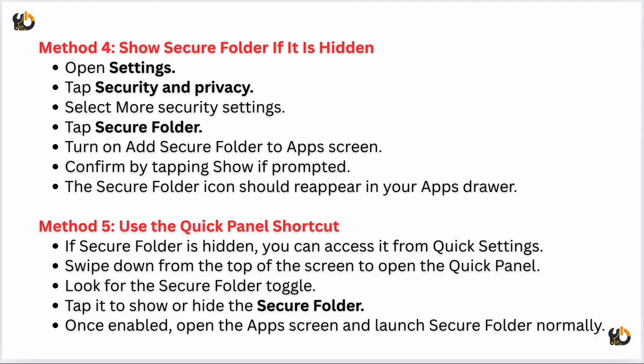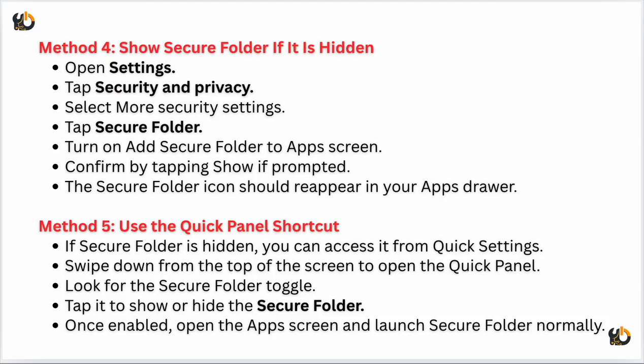Method 4. Show Secure Folder if it is hidden. So open the settings, tap Security and privacy, select More security settings and tap on Secure Folder. Then turn on Add Secure Folder to Apps screen and confirm by tapping Show if prompted. The Secure Folder icon should reappear in your app drawer.